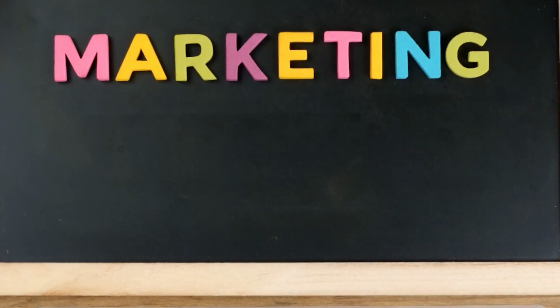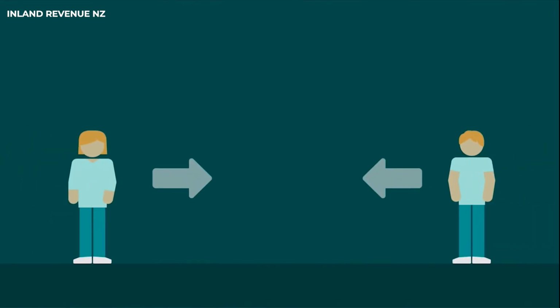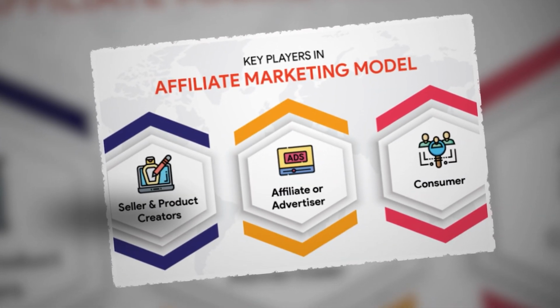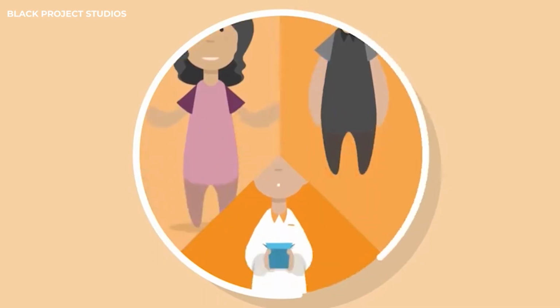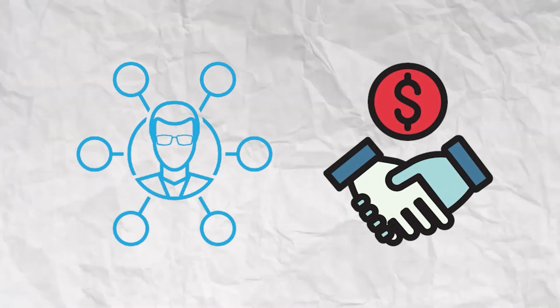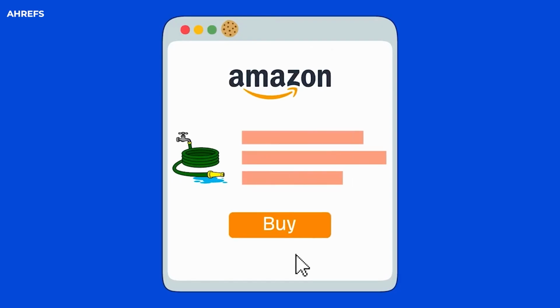Affiliate marketing. Affiliate marketing is a performance-based marketing strategy that allows businesses to leverage partnerships for growth. In this model, 3 key players are involved: merchants, affiliates, and consumers. Merchants are the businesses that sell products or services. Affiliates are individuals or companies that promote these offerings, and consumers are the end users who make purchases.